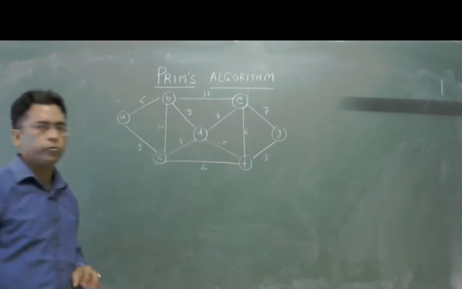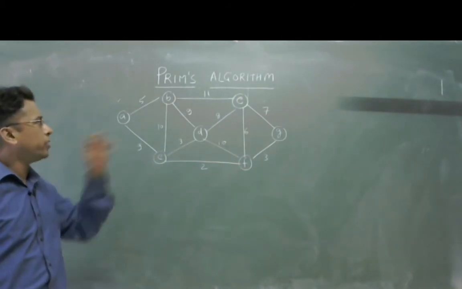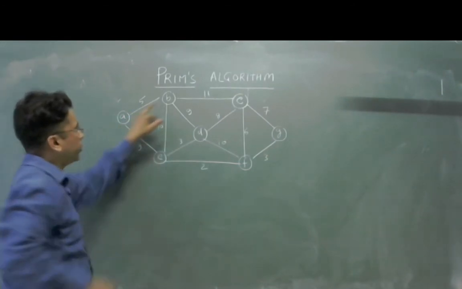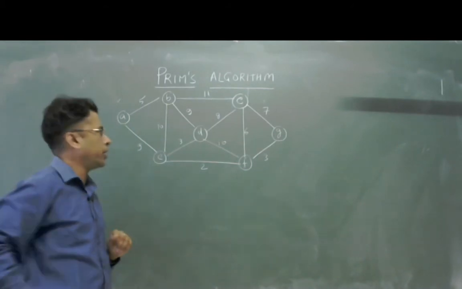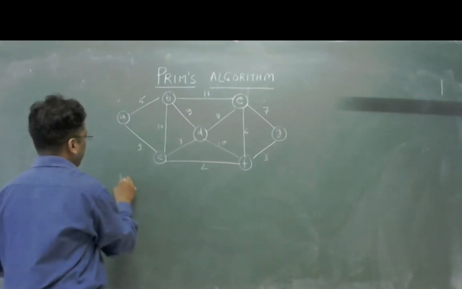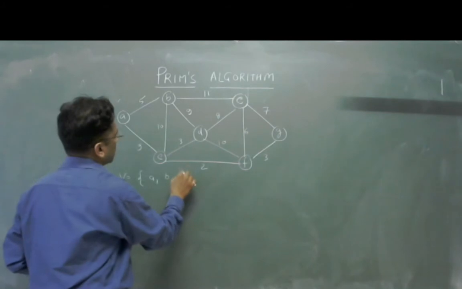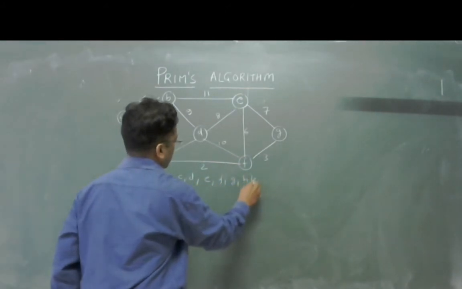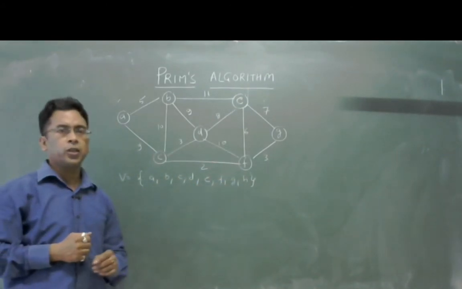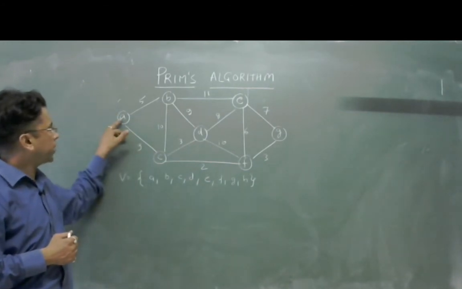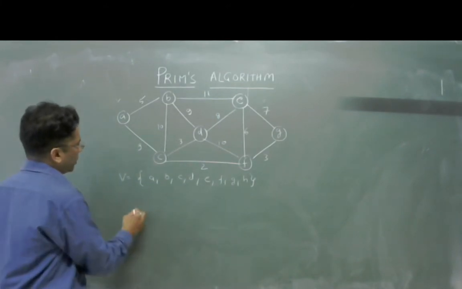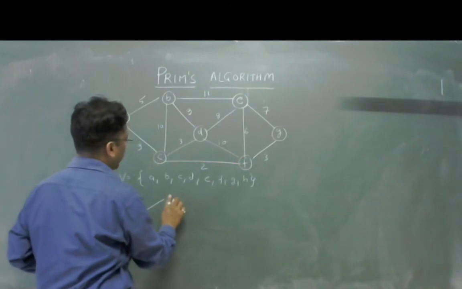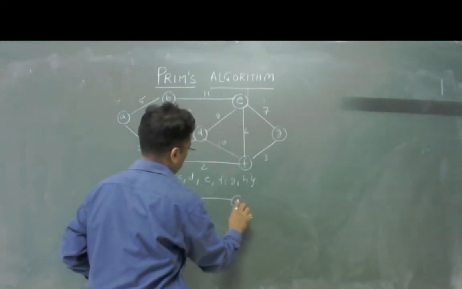This is the question where I have drawn a graph for which I have to find the minimum spanning tree. Initially we suppose we start from this vertex A, then A will start with value 0 and the rest of the nodes will be assigned the value infinity. So this is the vertex set A, B, C, D, E, F, G, H. And suppose we have started with this vertex A. Now if we start with this vertex, then this value will become 0, and the rest of the nodes will be at infinity.